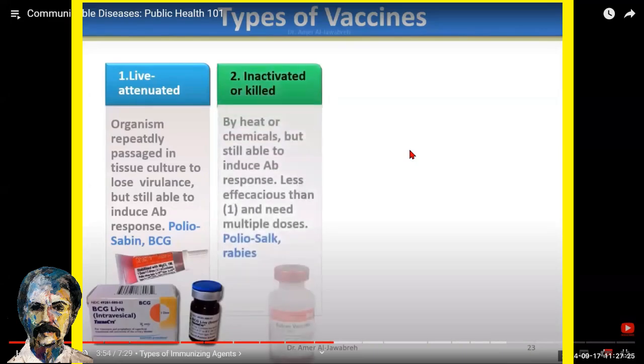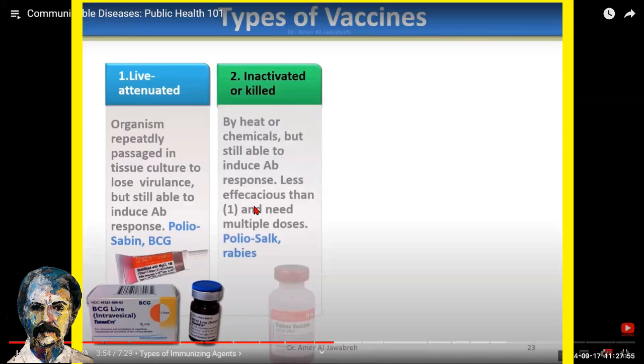Inactivated, or killed by heat or chemicals. They kill the virus, they kill the bacteria. And when you are injected with this one, no redness, no rash, no symptoms, no fever, nothing. But the problem with this is that it lasts for a short period of time. It's less efficacious than number one, the live attenuated. Less efficacious means less efficient.